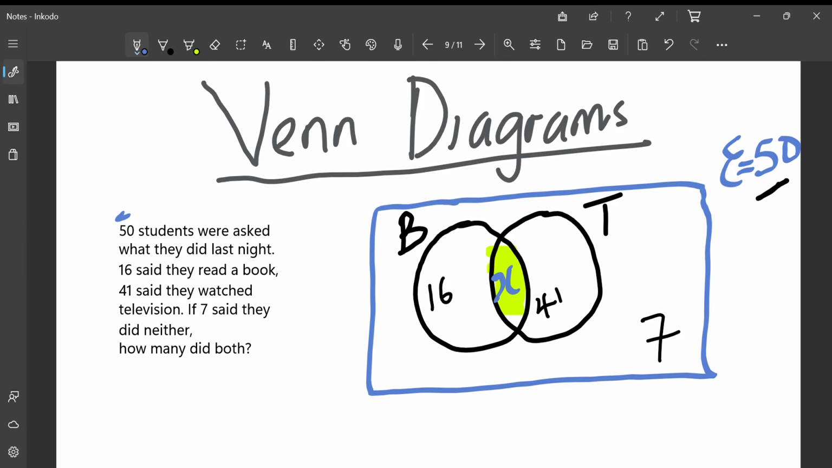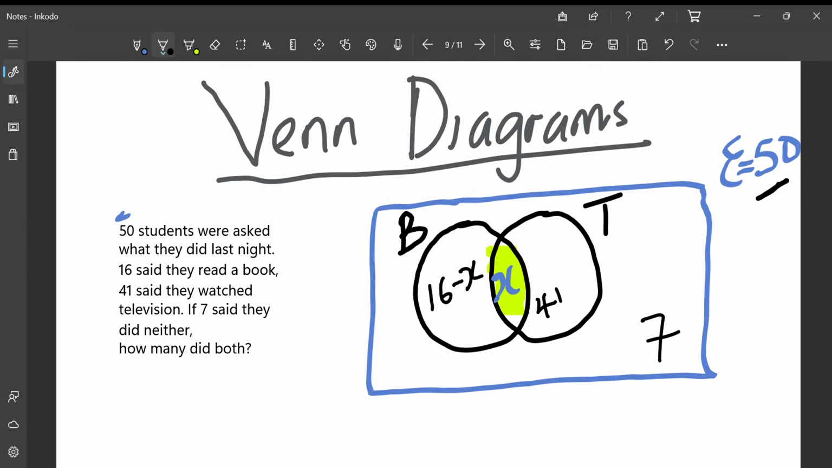All right. But before I proceed, there's something you must know. If the center of the circle is X, that means for me to get those that read book alone, I'm going to have to subtract those people who read book and watch TV. I only need those that say, oh, it's only book I read. I'm going to minus the number of persons that did both. I don't want anybody that watched television to be in my book section. So I'm going to minus X.